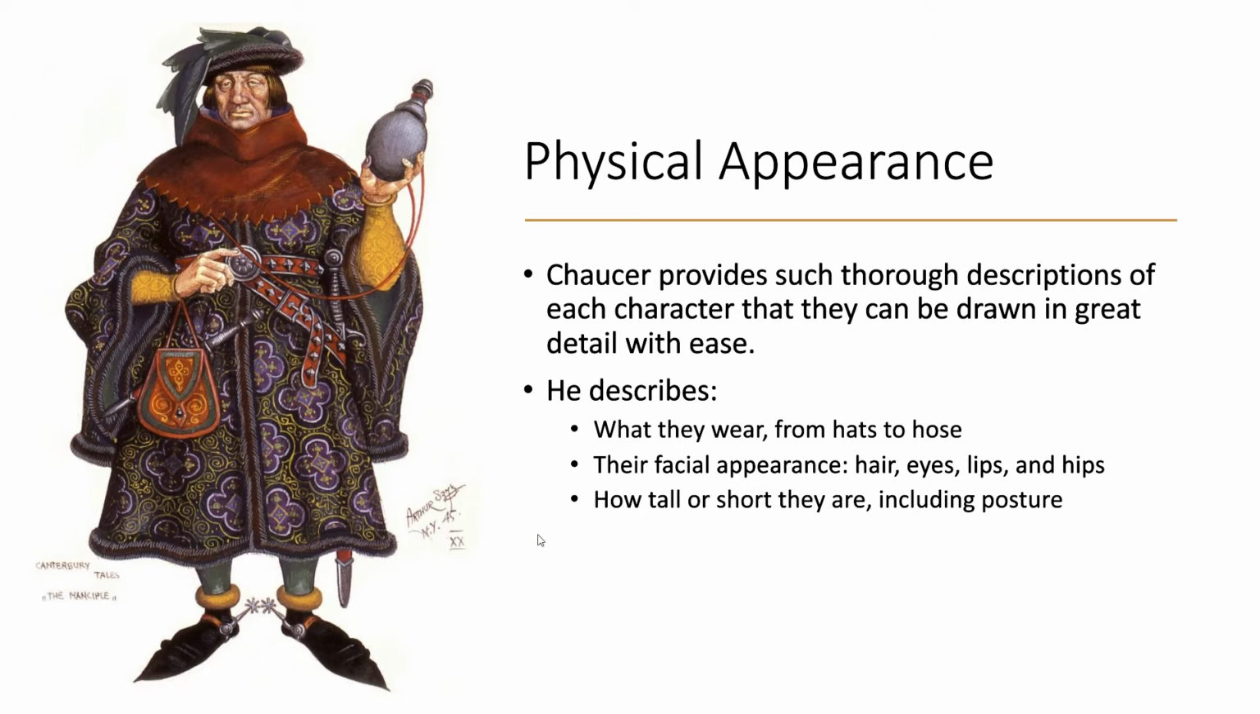It could be their facial appearance. What color are their eyes? Do they have big lips or large hips? Do they have bulging eyes? He includes a lot of details like that, whether they're short or tall, and he might talk about their posture. He'll talk about whether or not they are balding. He gives a lot of physical details. Are they thin? Are they fat? Are they old? Are they attractive or unattractive?